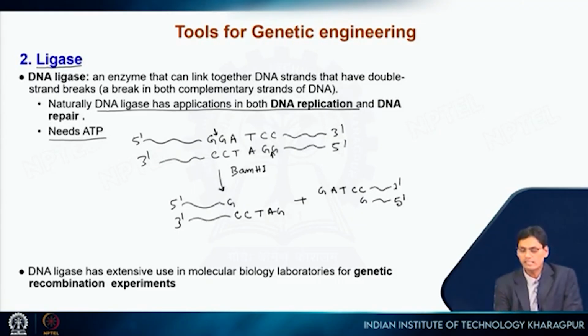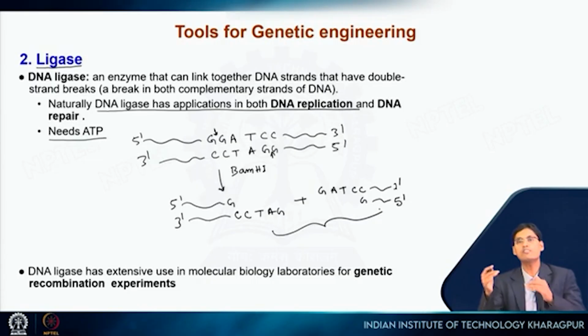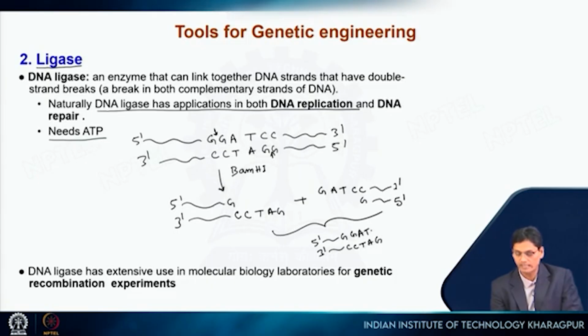So if you mix these fragments in higher concentration, what will happen? They can again come to each other, right? They can again fall back based on their sequence. So as a result, you will be seeing something like this: 5 prime, G, 3 prime, C, C, T, A, G. Then you have here G, A, T, C, C, 3 prime, G, 5 prime, something like this.